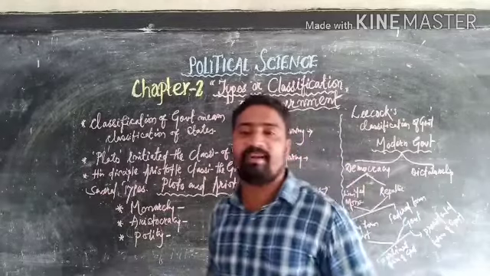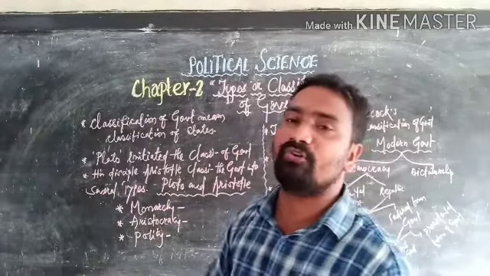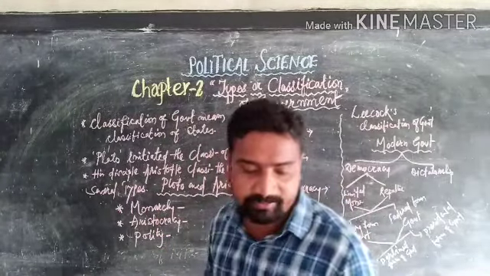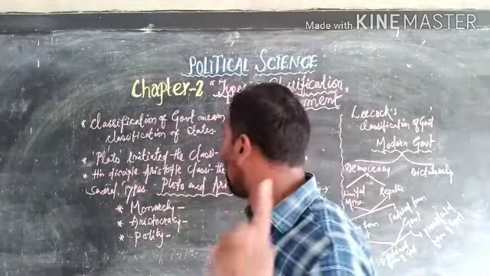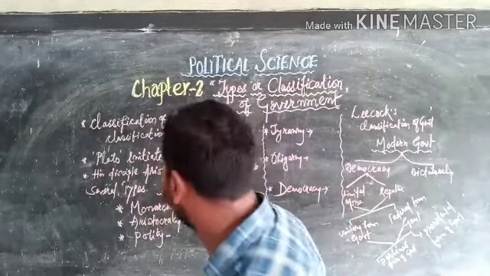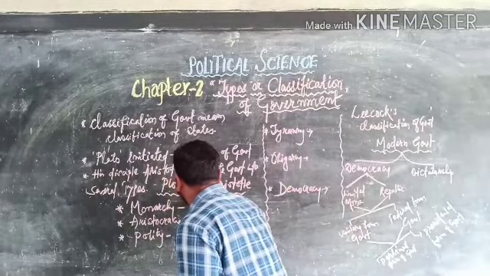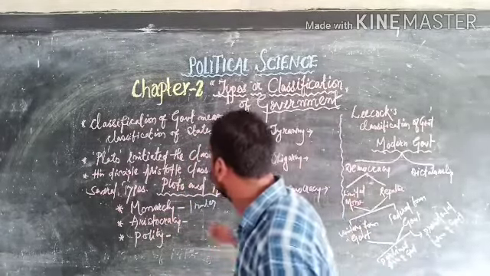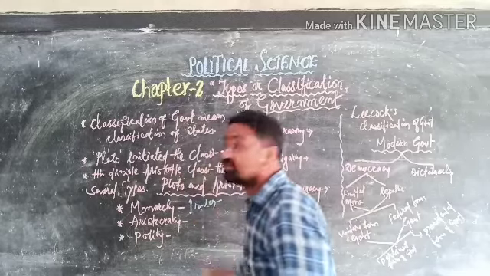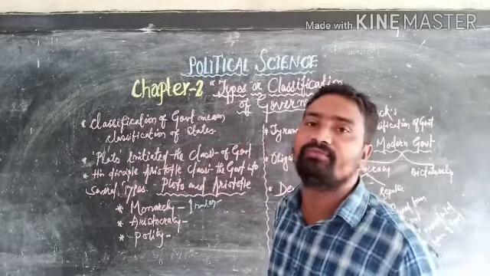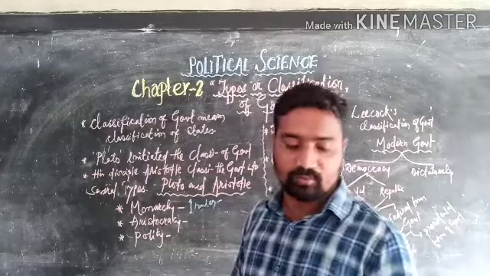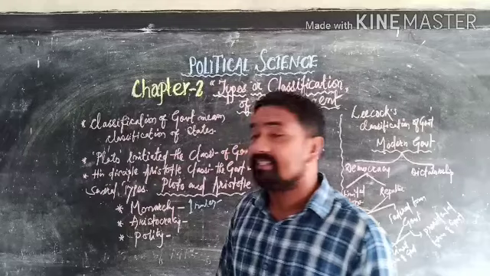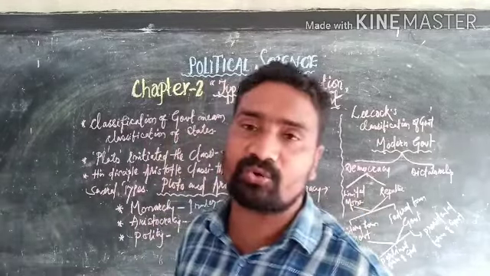I think most of you might have heard in the course of your studies that monarchy is a form of government where there is only one ruler. Keep in mind, there is only one ruler, and this ruler works for whom? For the welfare of the society. Works for the welfare of his people. Is it clear? Okay.